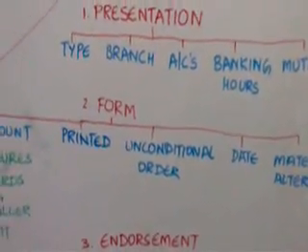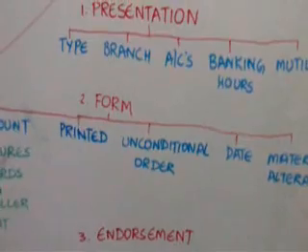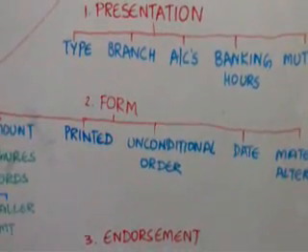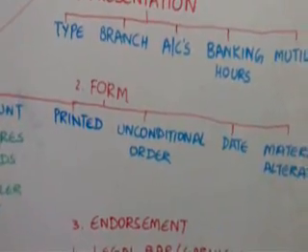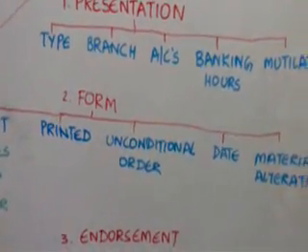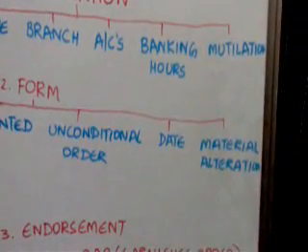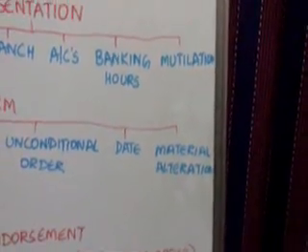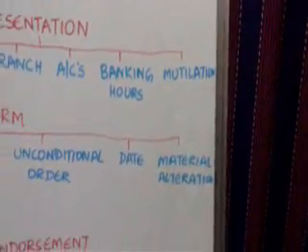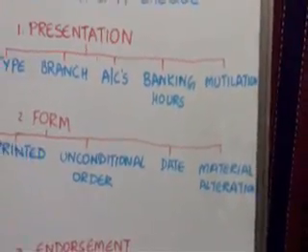Next comes unconditional order. The banker cannot honor checks which have weird conditions like only if you marry my daughter, or when my father dies honor the check, or stuff like that. Next is date. The date on the check has to be proper and its authenticity has to be verified. Material alteration. If the script or print on the check is altered by the deliverer or anyone, then the authenticity has to be verified by the banker.